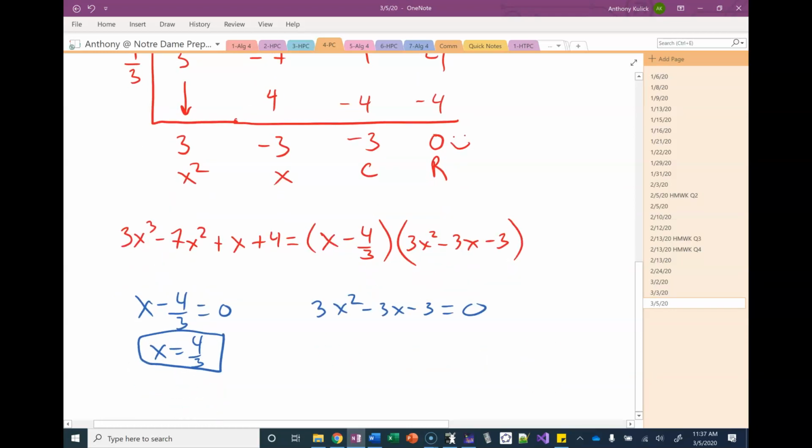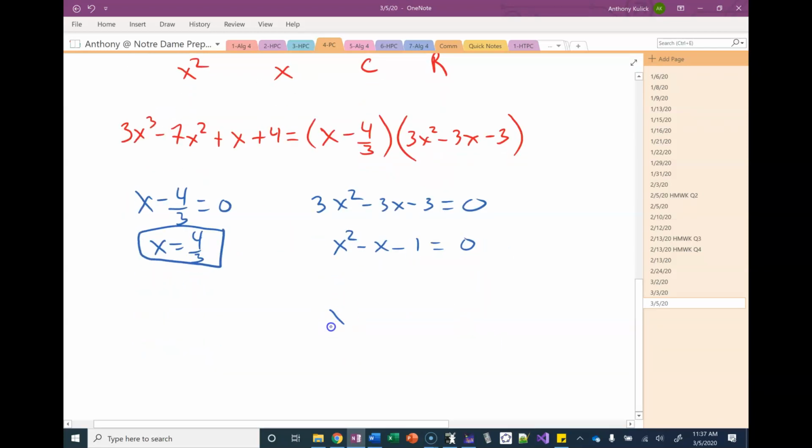Now notice here in this quadratic that there's a greatest common factor of 3. So I can just divide both sides by 3. And I'm left with a quadratic that's not factorable because there aren't two numbers that multiply to give me -1 and add to give me +1. Actually, I should say two integers. What should I do to solve this if I can't factor it? The quadratic formula. Very good.